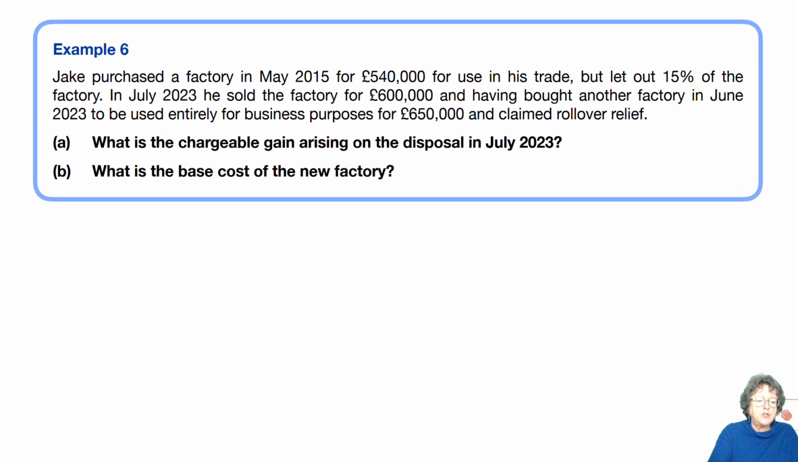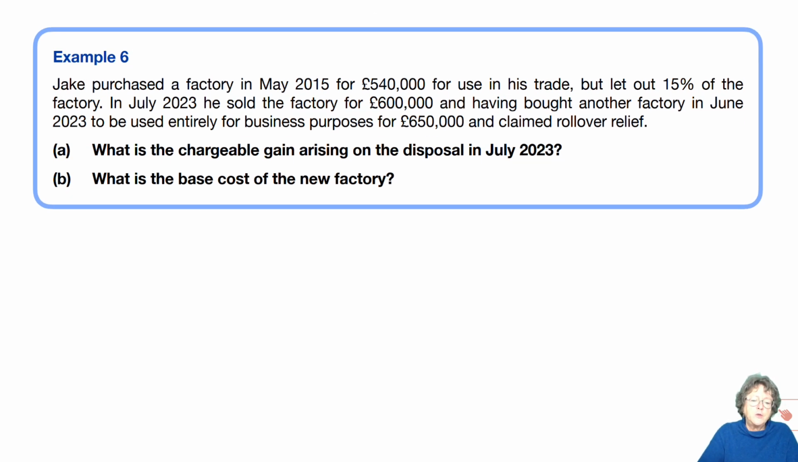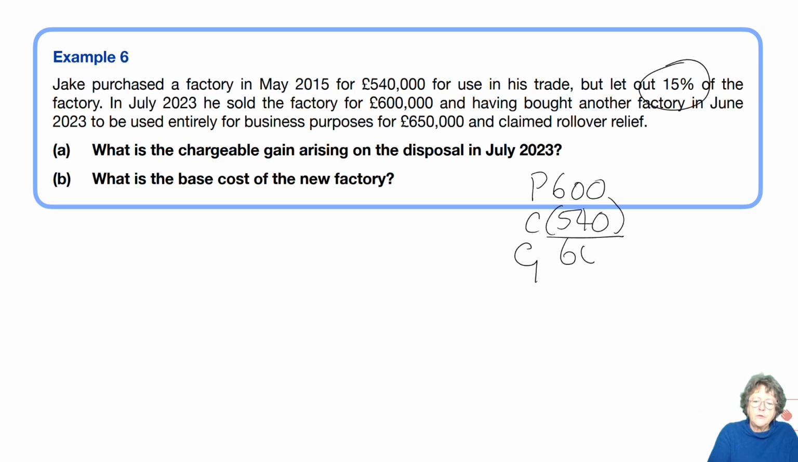Okay, so let's have a look at Jake. He bought a factory in May 2015 for £540,000, which he used in his trade, but he let out 15% of it. And in July 2023, he sold it for 600,000. So here already we have proceeds less cost. We have a gain of 60,000. What is the chargeable gain arising on the disposal in July 2023?